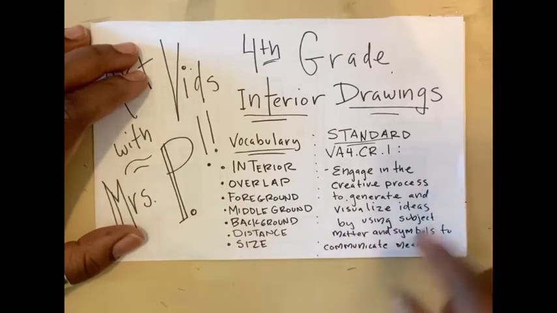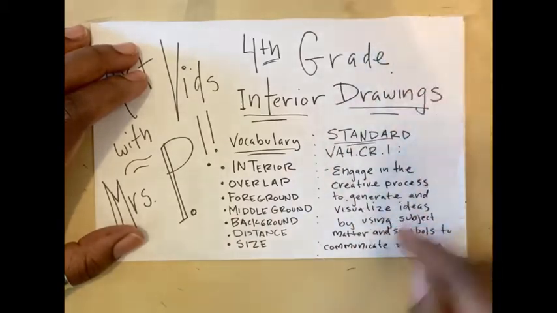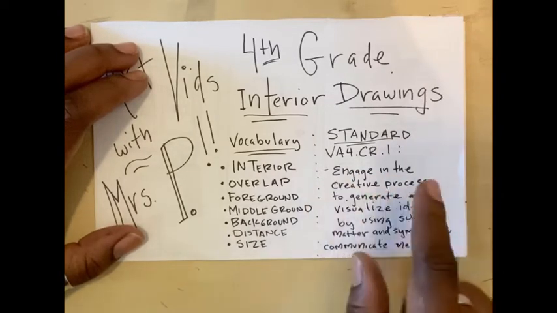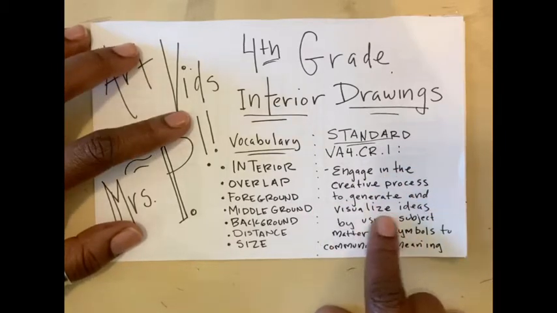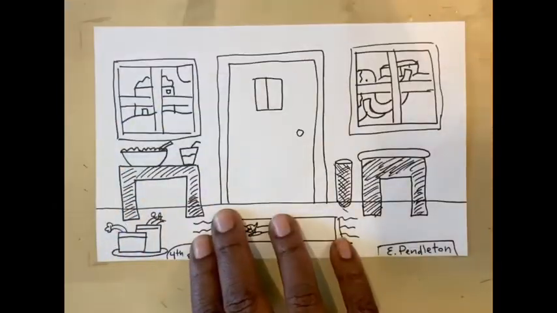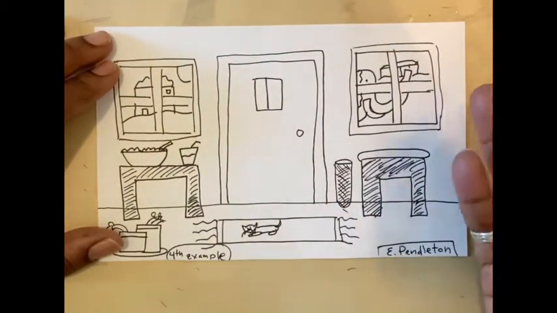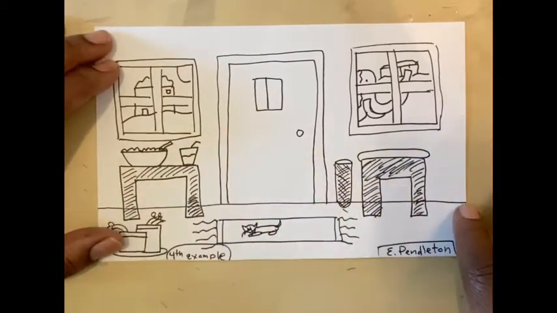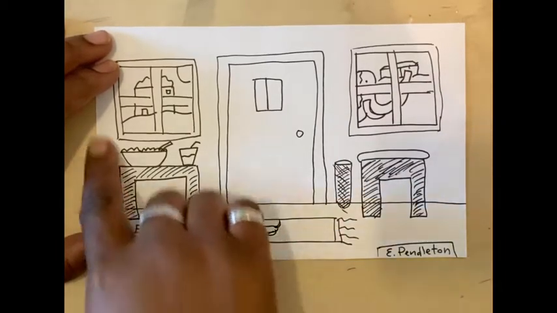Distance is something we talked about related to size, because things that look farther away, we draw them smaller. Things that are closer, we draw them larger, okay? The standard that we're working on is VA4, CR1. That's Visual Art 4, creating. Standard 1, engaging in the creative process to generate and visualize ideas by using subject matter and symbols to communicate meaning. So it was up to you to decide what items you wanted to put into your interior. You could have things that meant something to you, a specific piece of artwork or certain objects. You can include certain symbols that represent part of who you are or parts of your family or things that you just enjoy.